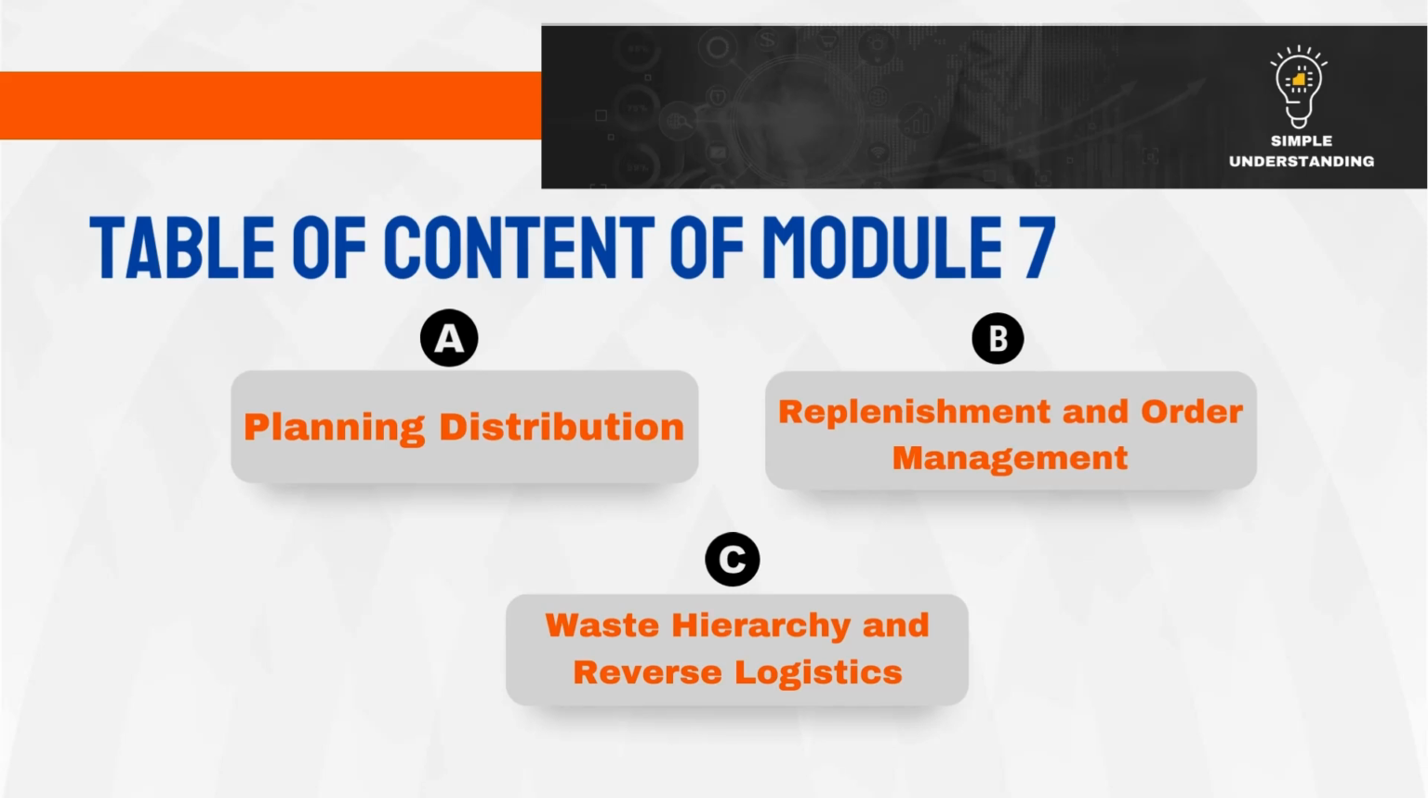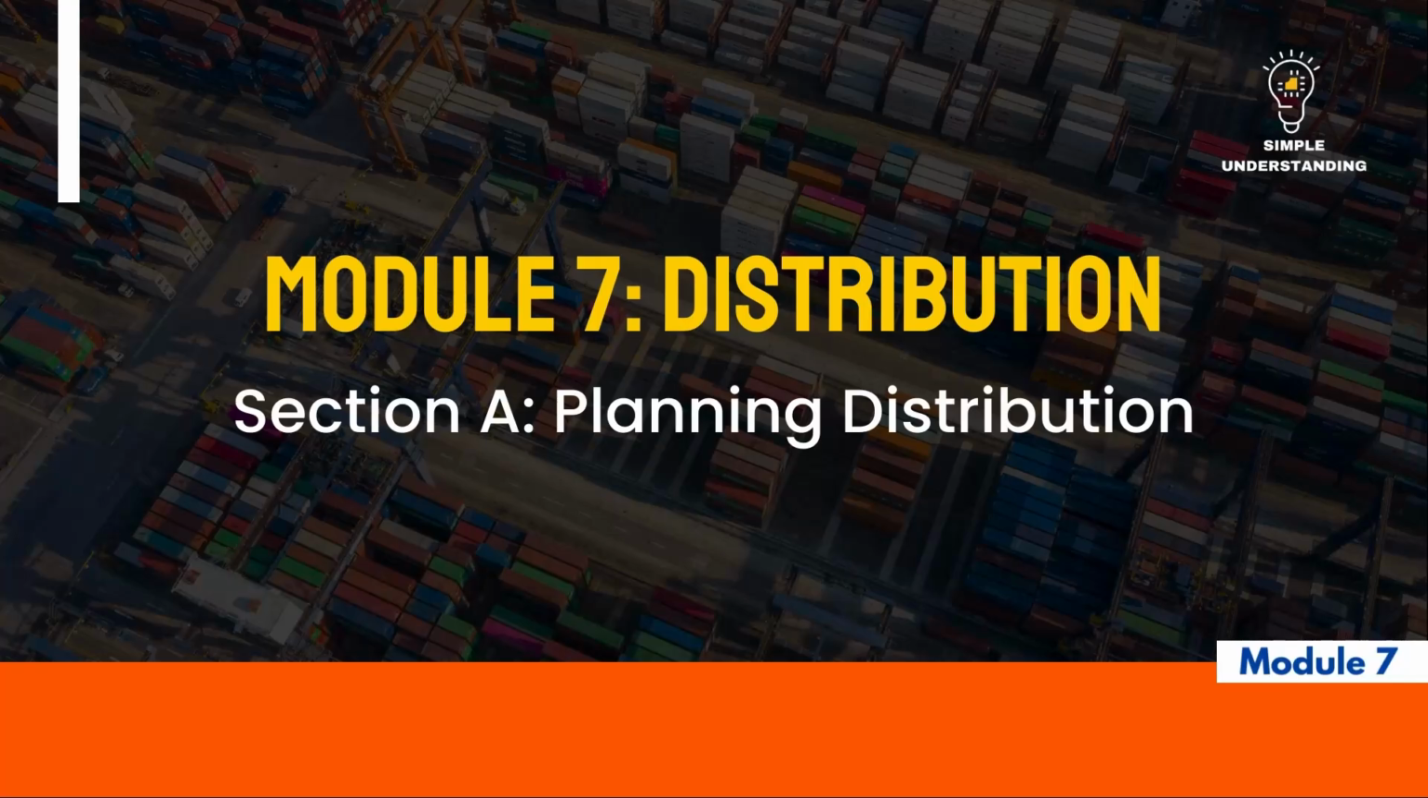In today's video, we're moving forward with Module 7, Distribution, which is broken down into three key sections. Section A, Planning Distribution. Section B, Replenishment and Order Management. Section C, Waste Hierarchy and Reverse Logistics. Let's get started with Section A, Planning Distribution.